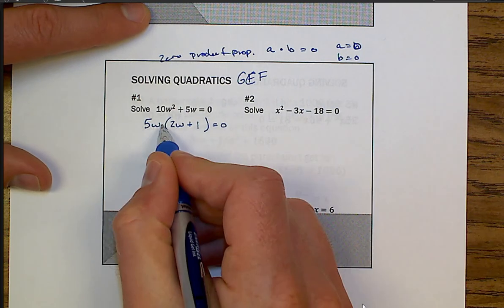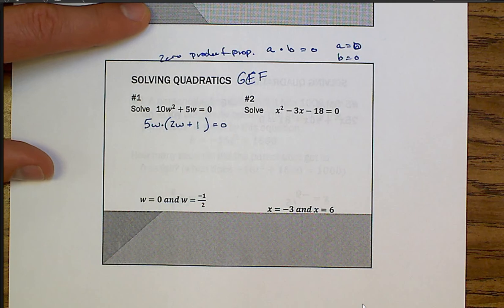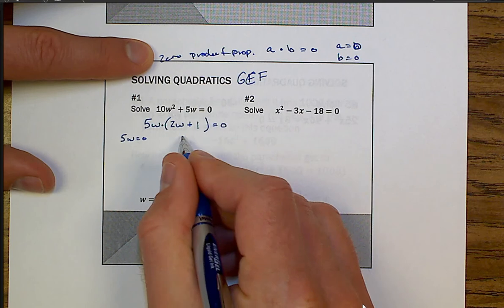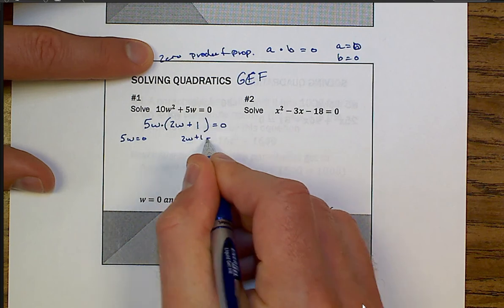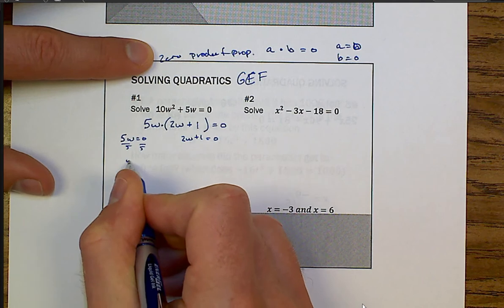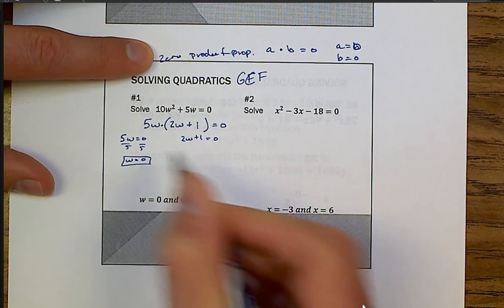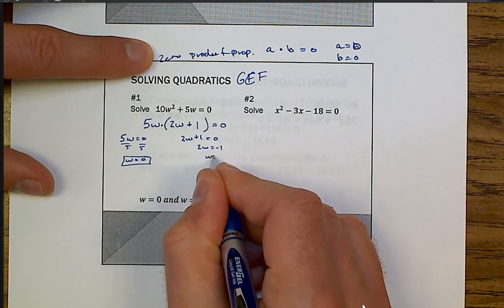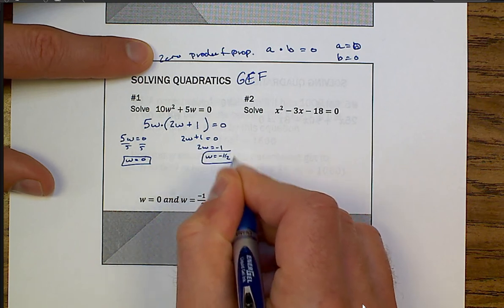You technically have 5W times 2W plus 1. So what you're going to do is set each one of those equal to 0, and you're going to solve for W. So here's a situation where we divide by 5, and I get W equals 0, which can be an answer, as you see here. And then I would subtract 1 and get 2W equals -1 and get W equals -1/2. And you can see that answer right there.